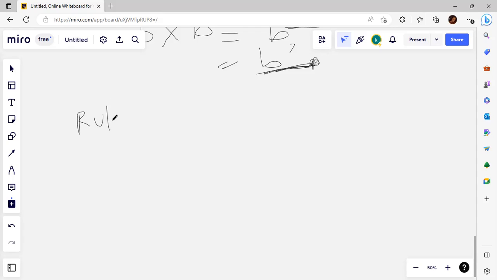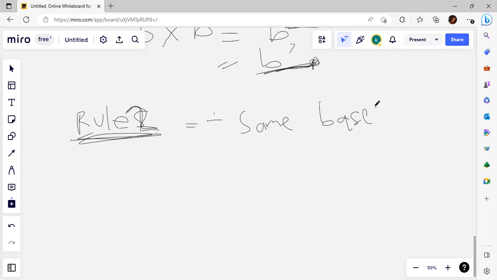Rule number 2 is when we are dividing same bases. When we are dividing same bases, we subtract the exponents.